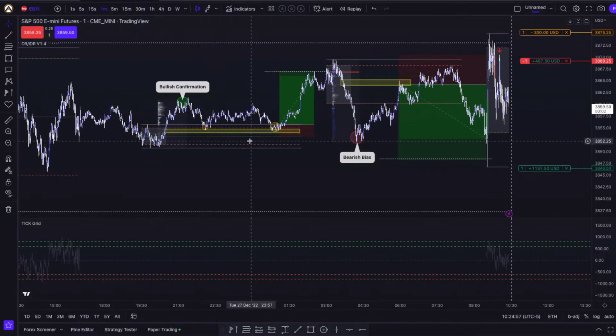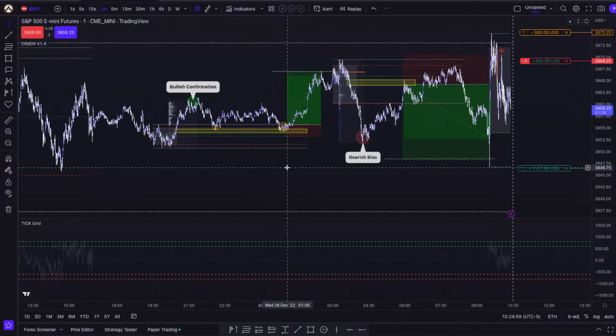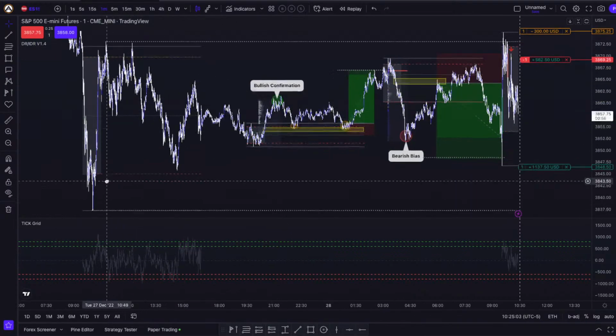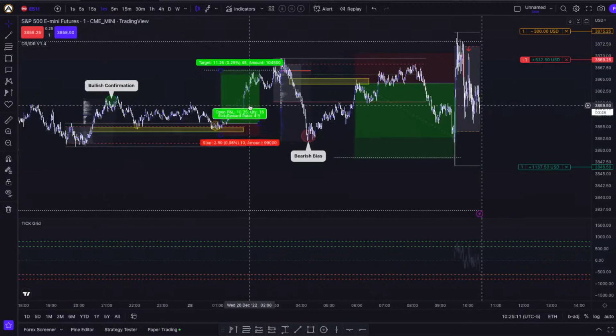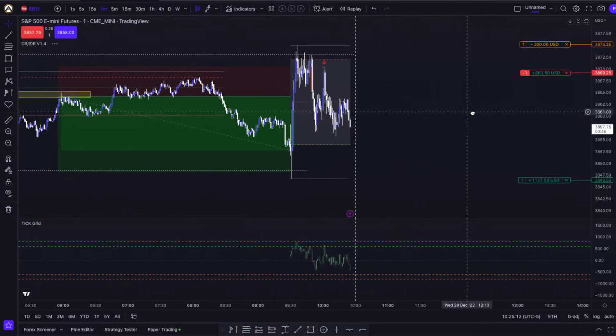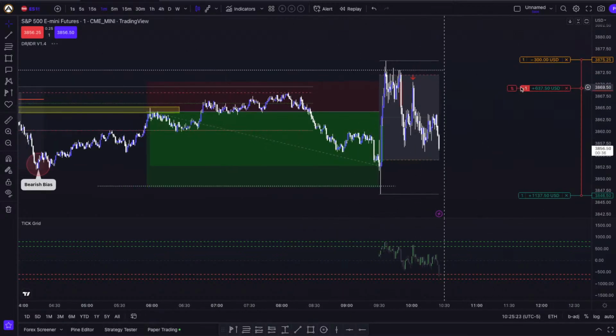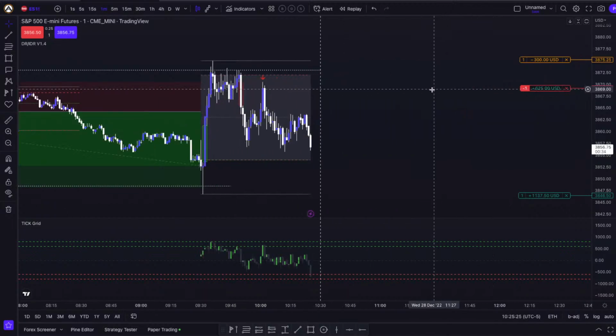Because for the whole day today, we basically consolidated between our DR low and DR high of our previous New York session from yesterday, the 27th of December. And now, for the first time since our yesterday New York range, we took out liquidity above those levels. This is the reason why I entered this short trade right here.